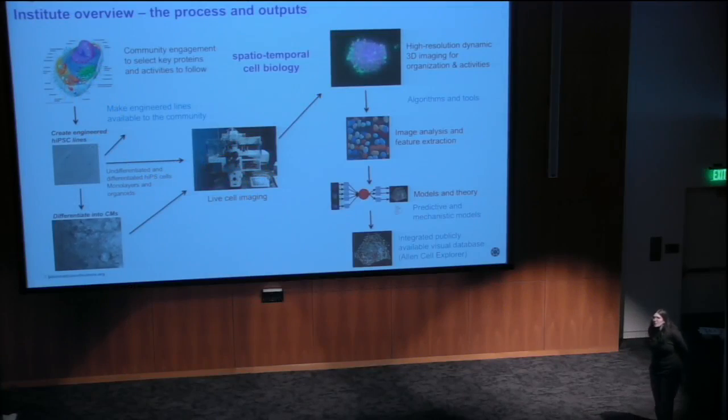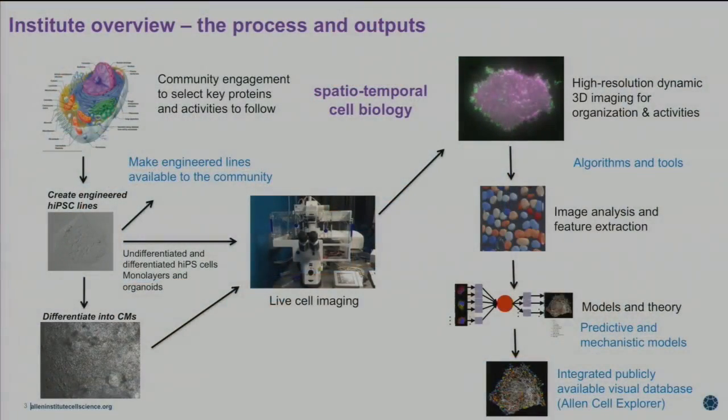After we image these cells, and again, you'll see lots of examples of that, we're going to want to be able to build algorithms and tools and release those to the community to be able to do image analysis and feature extraction. And that will lead to models and theory. And most importantly, there will be an output that's accessible to the community to make this useful to everyone.